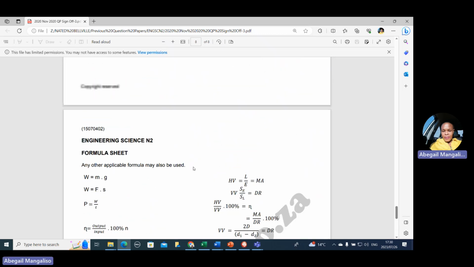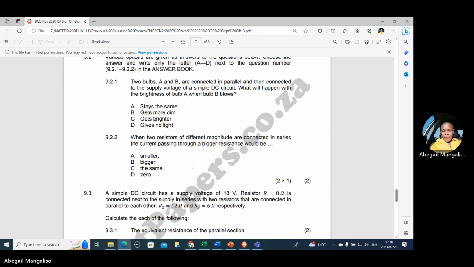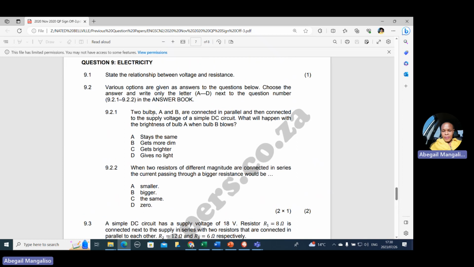Let's do this activity. It says 2 bulbs. Choose the answer, write only A or D next to the question number. 2 bulbs A and B are connected in parallel and then connected to the supply voltage of a simple DC circuit. They are parallel. What will happen to the brightness of bulb A when bulb B blows? The brightness will stay the same.